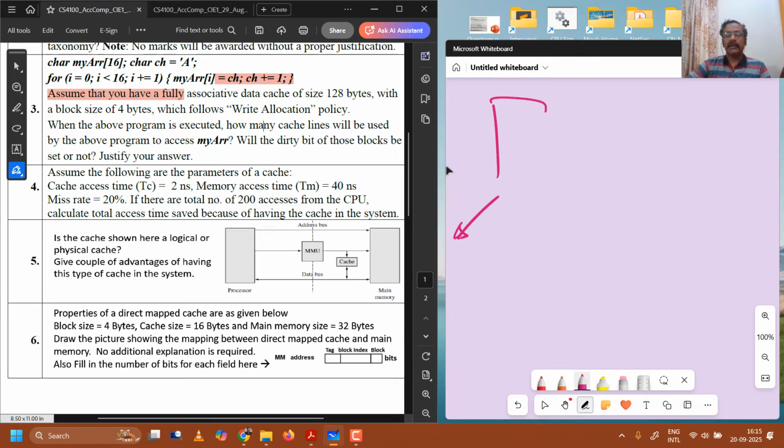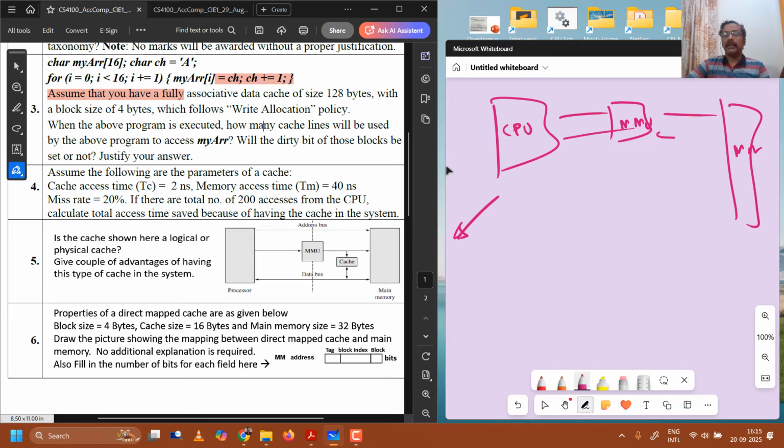If your cache is here, it is called logical, because logical addresses are always generated by the CPU. So a cache which is kept in between the CPU and MMU is called a logical cache, and if the cache is located after the MMU translation, it is called a physical cache. Now, to understand this, you have to bring in your understanding of main memory and the logical and physical addresses related to the OS, which we learned in the OS course.